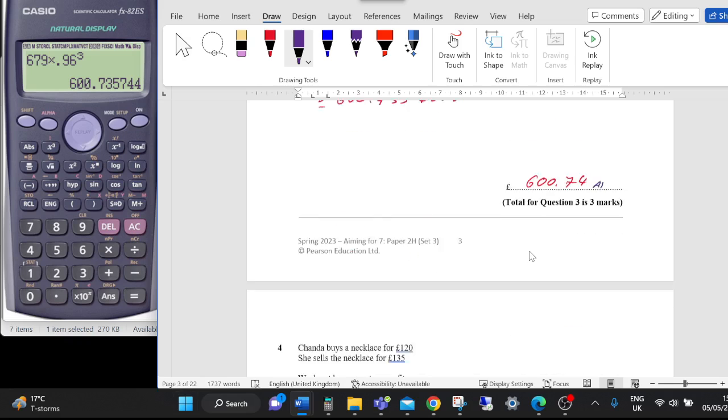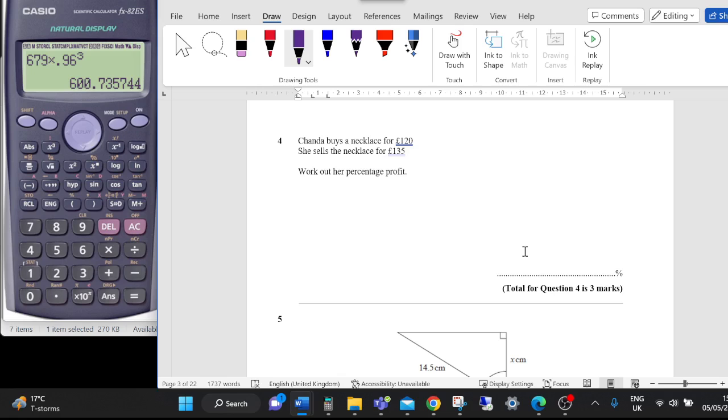Okay, and question 4. Chanda buys a necklace for £120. She sells the necklace for £135. Work out the percentage profit.